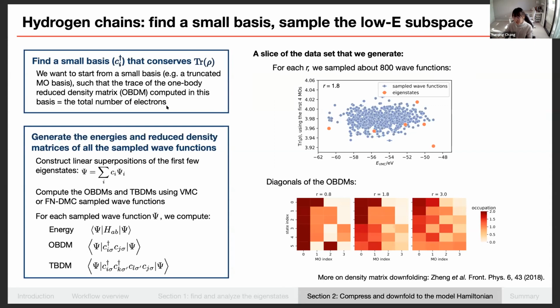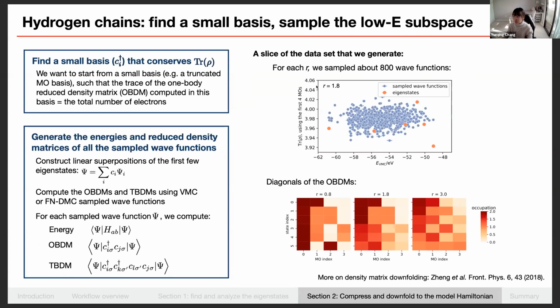After we have determined what truncated basis to use, we can use this basis to generate the energies and reduced density matrices for the sampled wave functions on the low energy subspace. These sampled wave functions can be linear superpositions of the first few eigenstates. For my example here, I'm using the first 6 eigenstates. In the data set, we compute these energies using VMC, and one body reduced density matrix elements and 2-body reduced density matrices, because later on we also want to include the 2-body terms in our model.